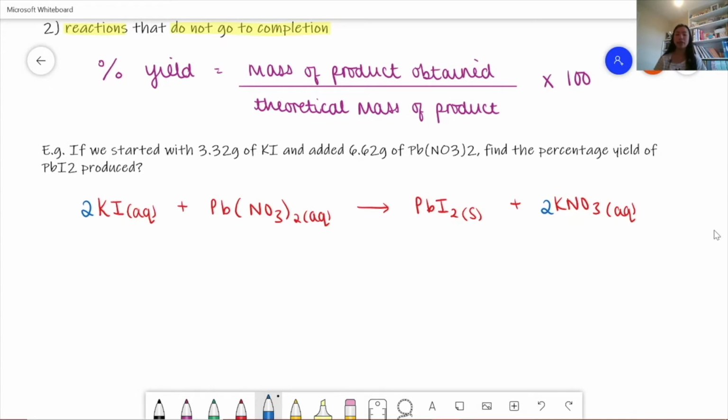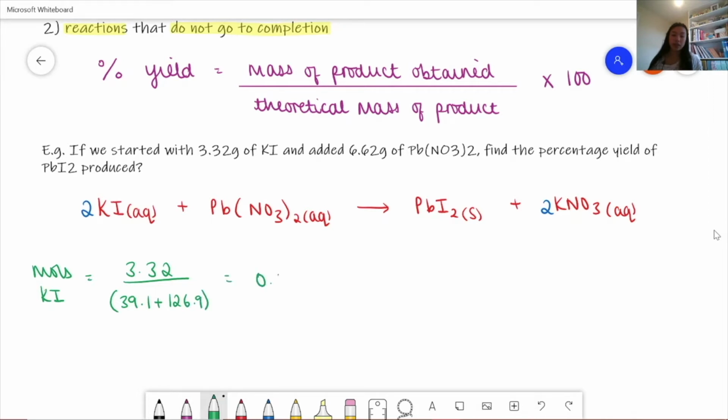And so the next thing we do is we work out the moles of potassium iodide and the moles of lead nitrate that we have. So firstly, the moles of potassium iodide. So we know that moles is mass divided by the MR. So we have that the mass of potassium iodide is 3.32 grams. And then we divide it by the MR, which can be found by adding up all of the individual relative atomic masses of the elements. So we have 1 potassium, so we have 39.1, and then added with an iodine, which has an AR of 126.9. And so this gives us 0.02 moles.